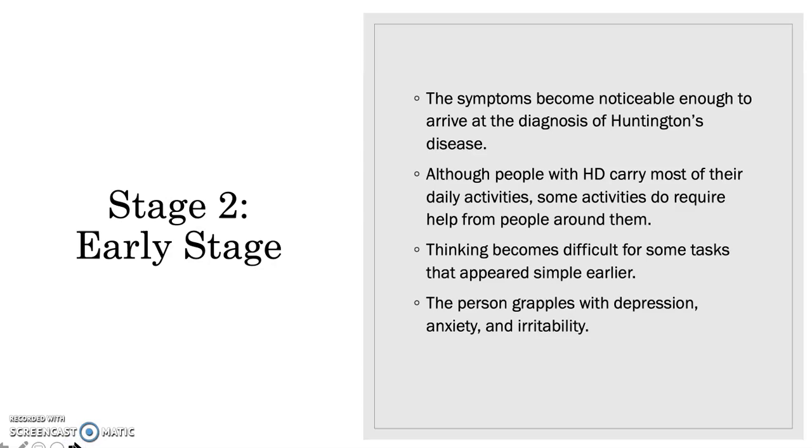Next is the early stage. This is where the symptoms become noticeable enough to arrive at the diagnosis of Huntington's disease. Although people with this disease carry most of their daily activities, some activities do require help from people around them. There may be twitches or slight tremors in the hands or face, which may be missed as nervous tremors. The affected people can usually go or drive to work by themselves. There may be trouble in eating and sleeping. Thinking becomes difficult for some tasks that appear simple earlier. The person grapples with depression, anxiety, and irritability.